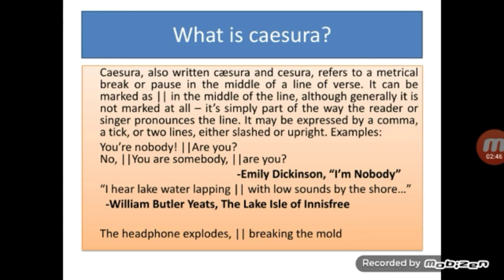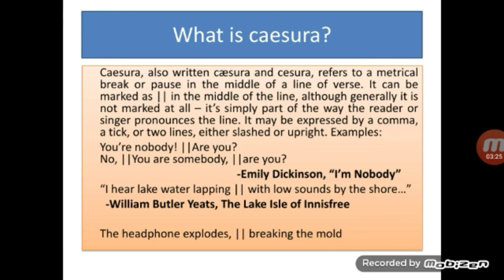And the third example is here: the headphone explodes, breaking the mold. Caesura is used here, and there is a break, this musical break or poetic break, let's say, line break. This kind of caesura, the type of literary device or figure of speech, was used in Beowulf and most Old English literature.